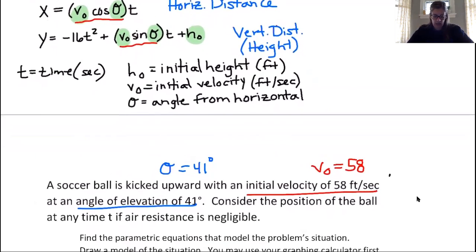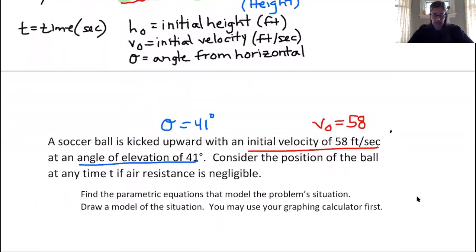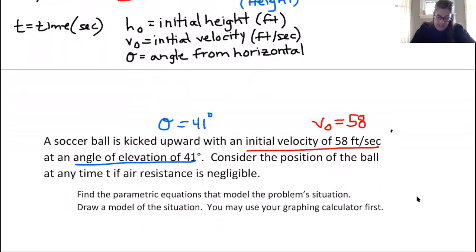So you might read through your problem one more time and say, what is the initial height? It doesn't specifically say, so then you're going to have to use some context clues. It's a soccer ball. Where do you normally kick the soccer ball from? A lot of times the ground. So if they didn't say otherwise, I would assume that my h sub 0, my height at time 0 or initial height, is 0 feet.